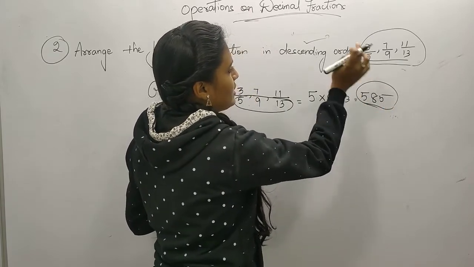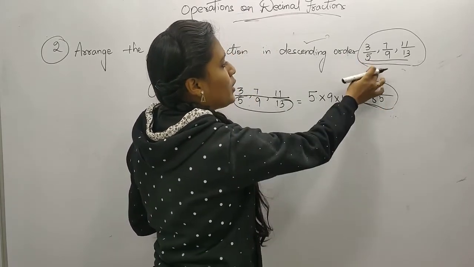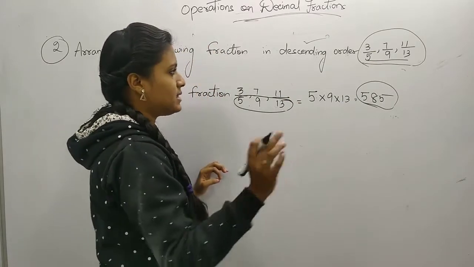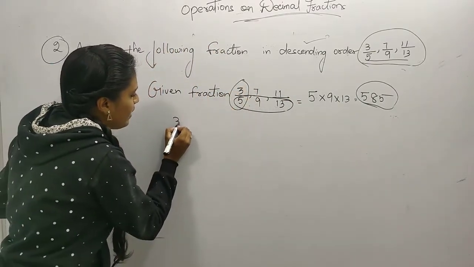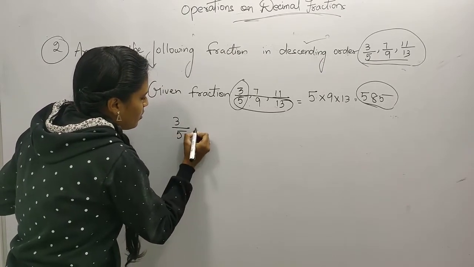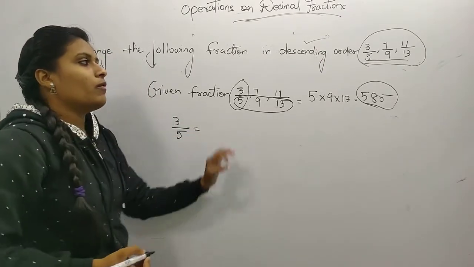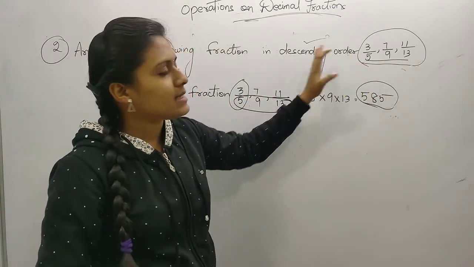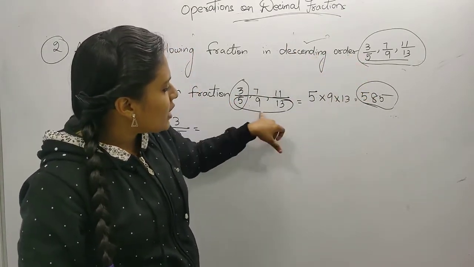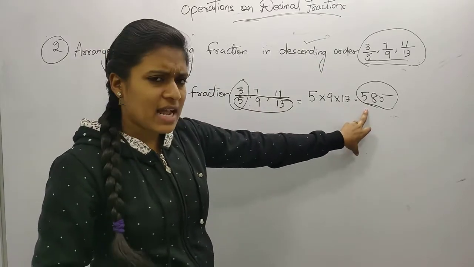How will we solve this with the fractions, and how will we arrange them in descending order? In the simple way, take the first fraction. What is the first fraction? 3 by 5. Keep in your mind that whenever we arrange in descending order and the denominators are not equal, we first have to make them equal.